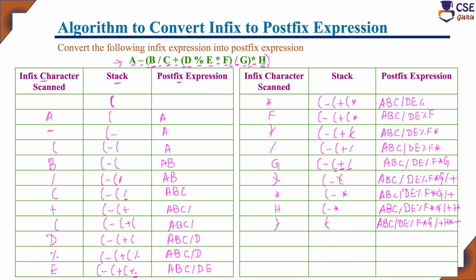Now all the elements in the infix expression you have scanned, and the corresponding postfix expression you have converted. Okay, there are no elements, and here the stack is also empty now. Okay, so the postfix expression, if you are considering, it is A, B, C slash D modulus F star G slash plus H star minus. This is the equivalent postfix expression for this given infix expression. Okay, in this way only you need to do the conversion. Understand the algorithm properly, then you will easily do this conversion.